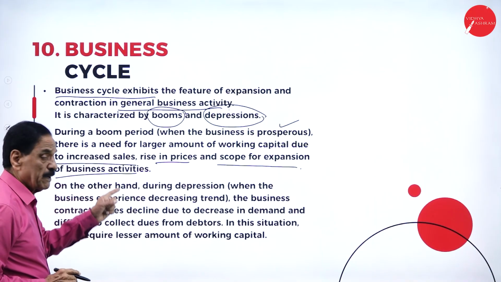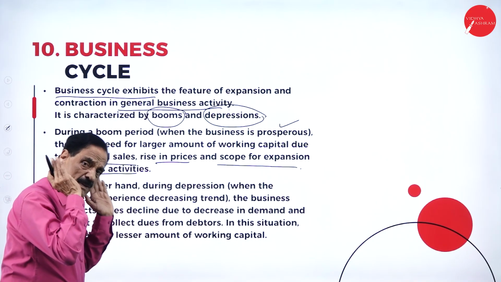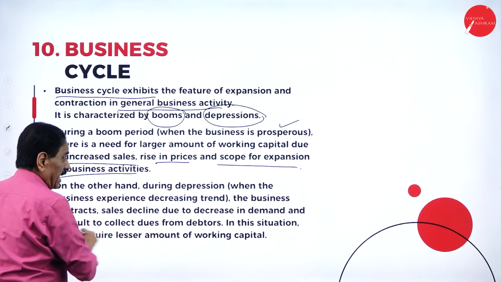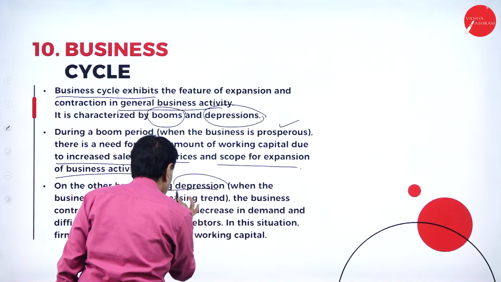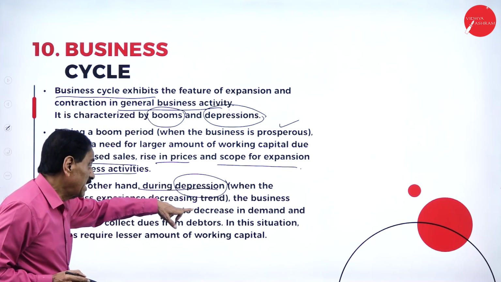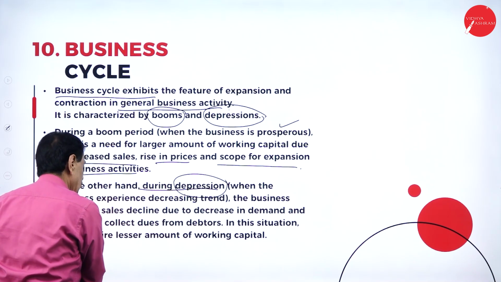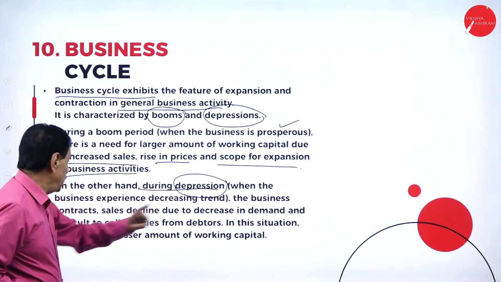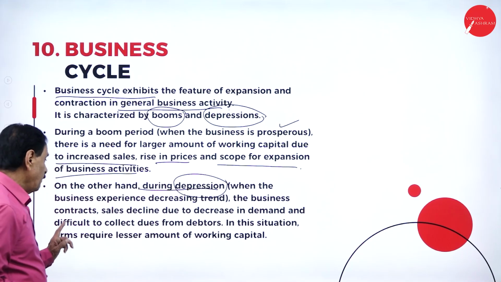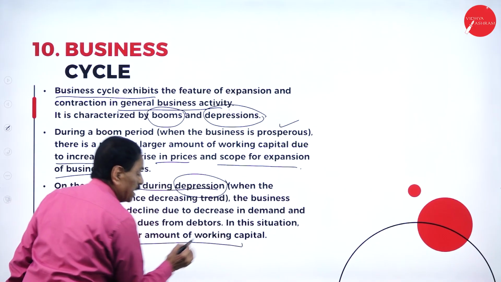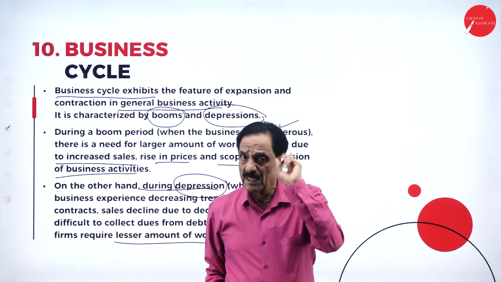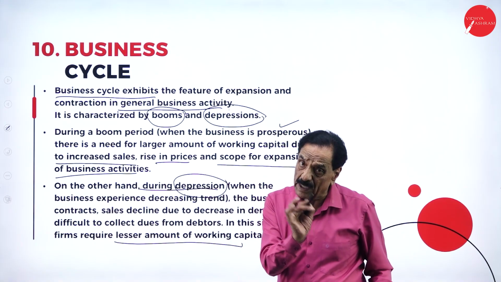So in the case of a boom period, there is a heavy demand for your article, more sales are required, and more amount is to be invested. On the other hand, during depression, when the business experiences a decrease in trend, the business contracts, sales decline due to decrease in demand, and it is difficult to collect dues from debtors. In this situation, the firm requires a lesser amount of working capital. So in the boom period, we require more working capital. In the depression period, we require less working capital.